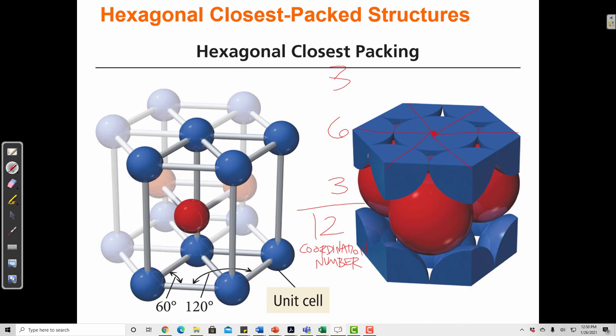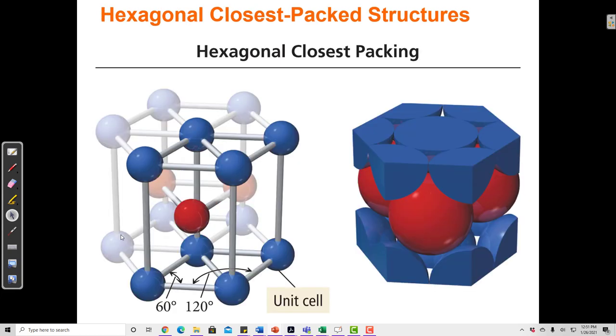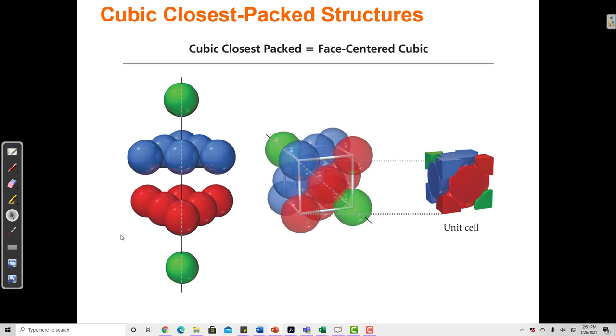So similar to our face-centered cubic structure. Although a hexagonal closest packing and a face-centered cubic are not the same unit cell, they're different, because all of these angles are not 90. I have angles of 60 and 120, so that makes this unit cell different than a cubic unit cell. This is called a cubic closest packed. That's the face-centered cubic. So again, the coordination number is the same. Hexagonal closest packing and cubic closest packing.